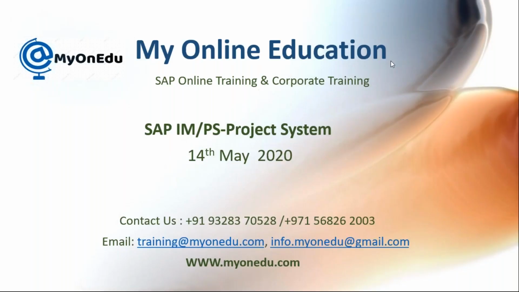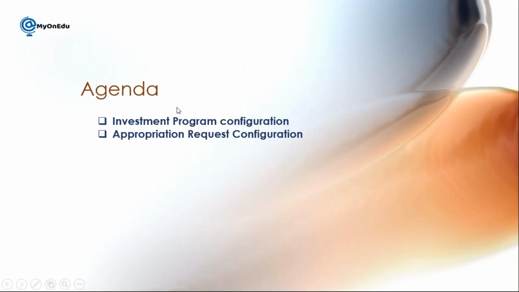From the investment program, the investment type, the program type, I have already explained. And then I'll proceed with the required configuration. So in today's session, I'll cover investment program configuration, and then appropriation request configuration. When we are going for any configuration, the important part is to understand the KDS, key data structure. So when you are going for any implementation, you need to understand the KDS.